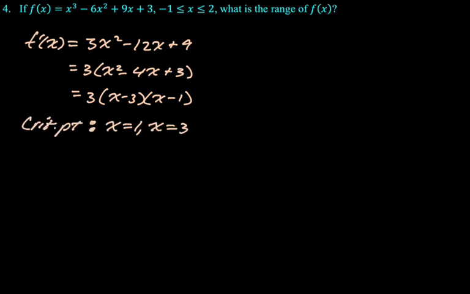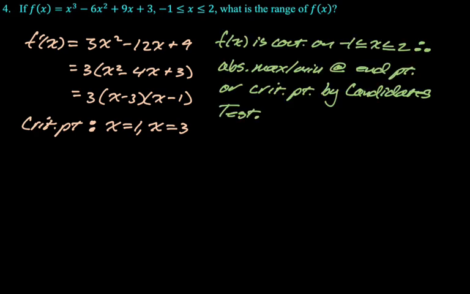Okay, so we're looking for the absolute max and min on a closed interval. I call it the candidates test. I think old-timey AP stuff calls it the closed interval test. Probably both are acceptable. So f of x is continuous on -1 to 2. Therefore, the absolute max and min will be at an endpoint or a critical point by the candidates test.